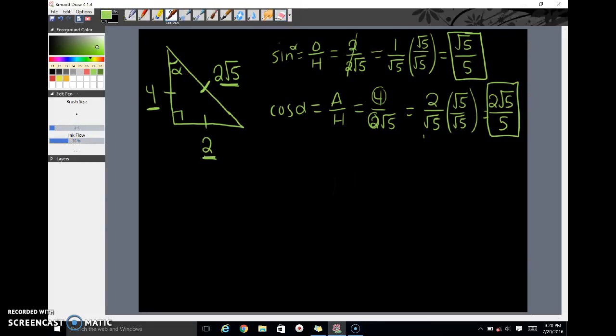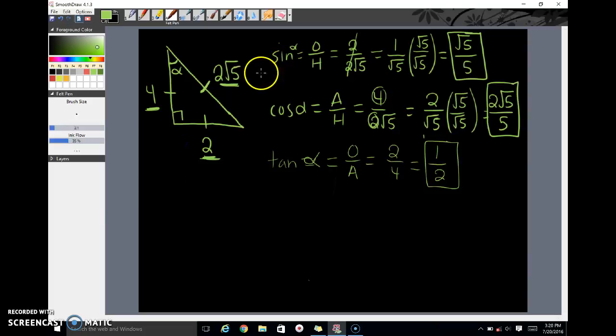So then we move to tangent. I have tangent of alpha, which I keep forgetting to write, is opposite over adjacent. So my opposite here is 2, and my adjacent side is 4, so it's 2 over 4, which simply reduces to 1 over 2. So those are the first three: sine, cosine, and tangent.